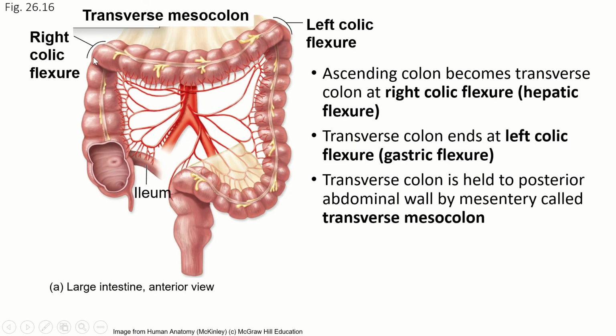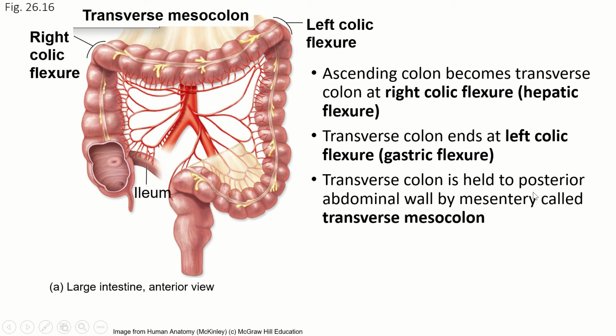Now, there are corners here as well. Remember, flexure means corner. These are called the right colic and left colic flexure. Colic, colon. It's the adjective form of colon. Or this right one is sometimes called the hepatic flexure because it's next to the liver. The left one is called the gastric flexure because it's next to the stomach.